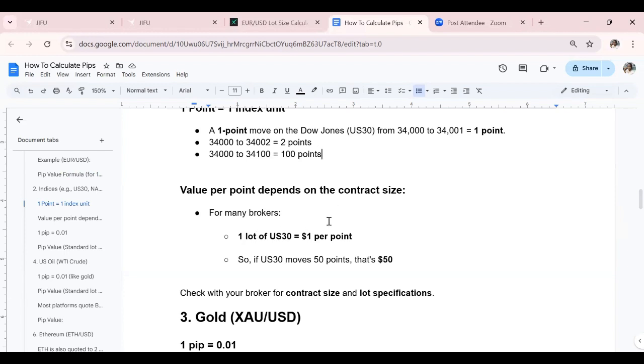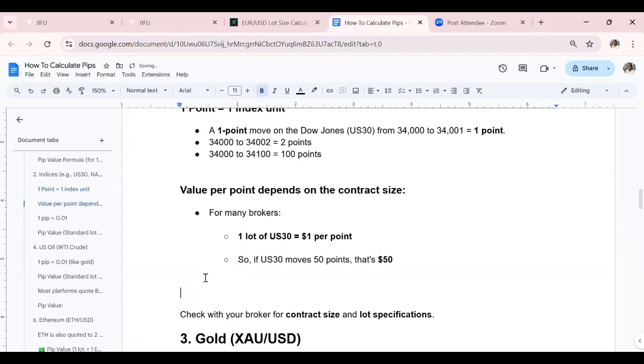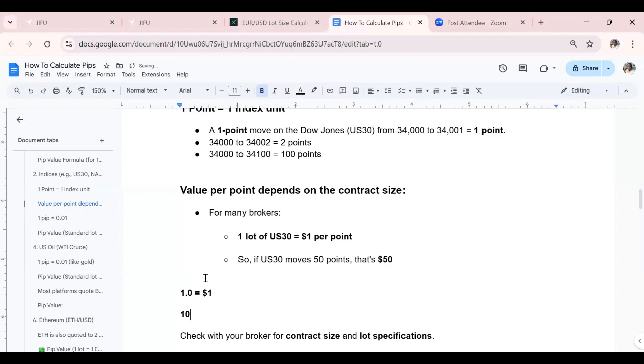A lot of brokers, one lot size of US 30 is actually $1 per point. So if you entered a trade with a standard lot size of 1.0, it is $1. So that means if your trade moves 100 points, it's going to be 100 points times $1, which is $100.